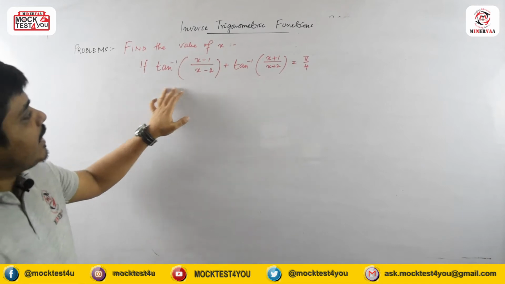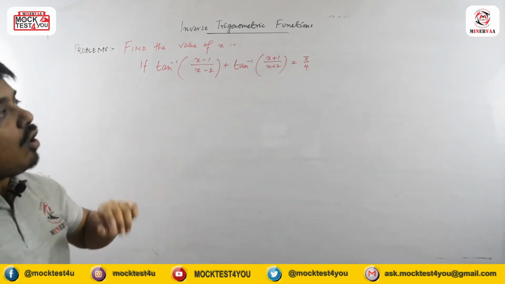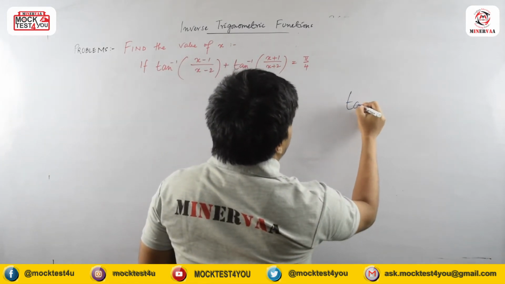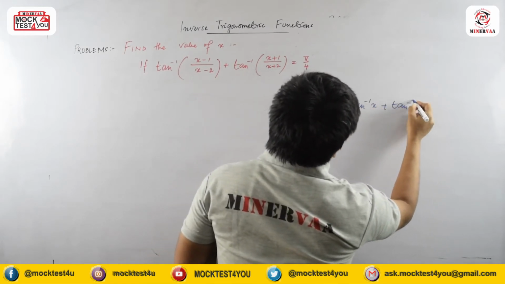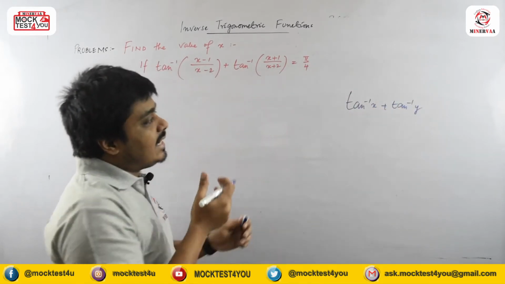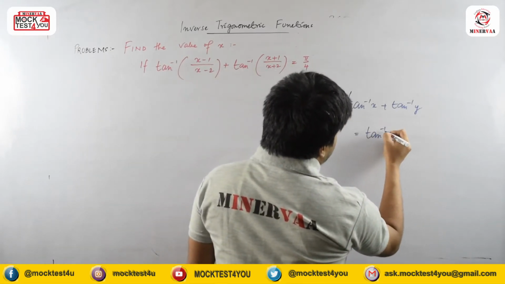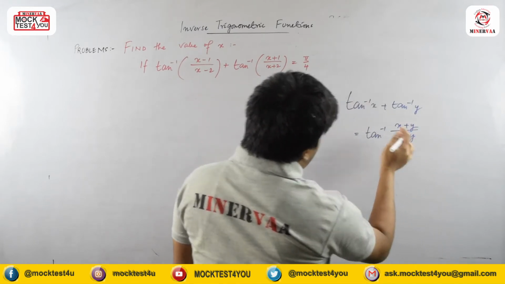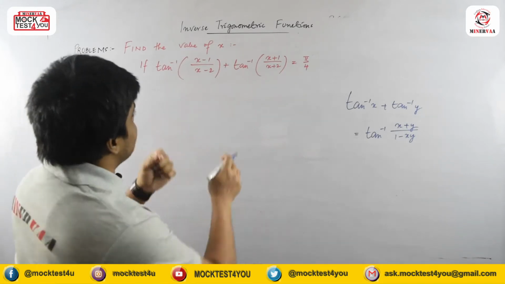First, they have given this equation, and looking at it, the property of inverse trigonometric functions that comes to my mind is tan inverse x plus tan inverse y. By this property, this is equal to tan inverse (x plus y) divided by (1 minus xy). I will be using this one in here.